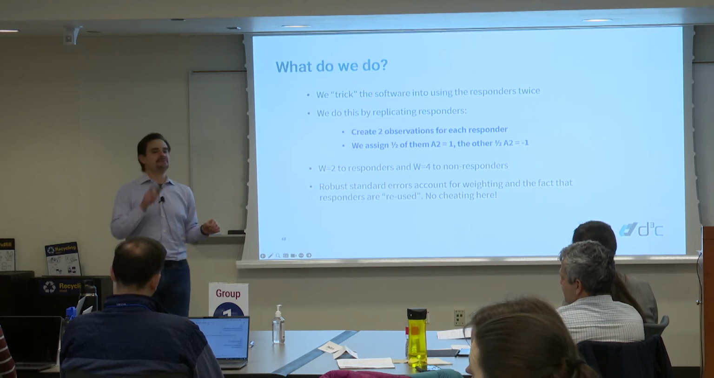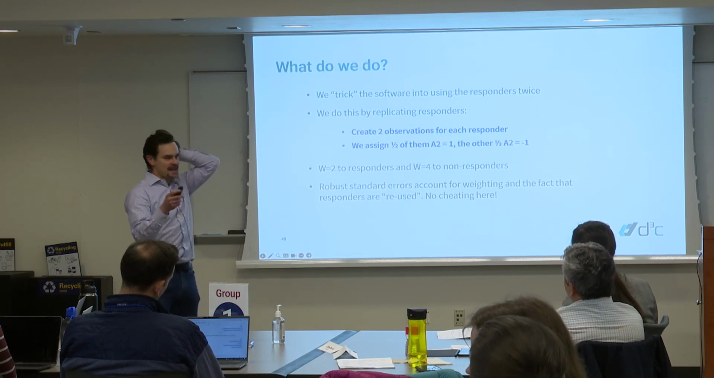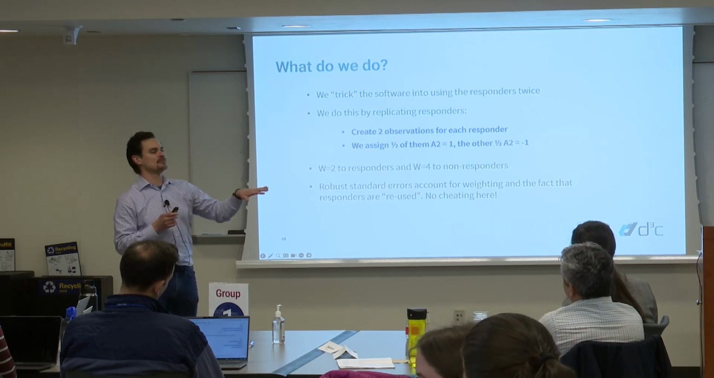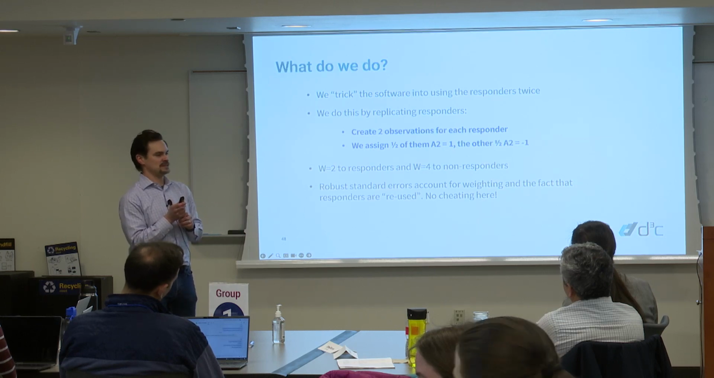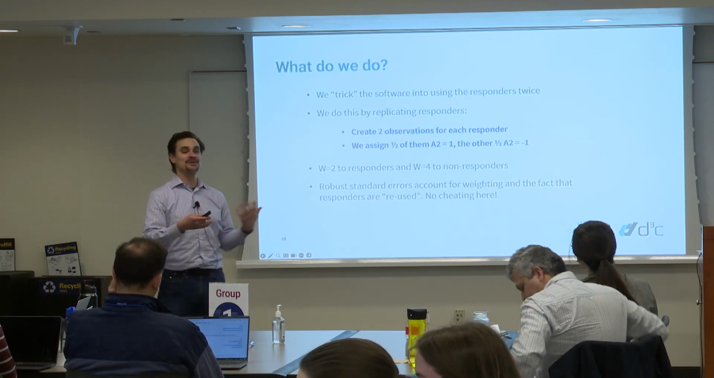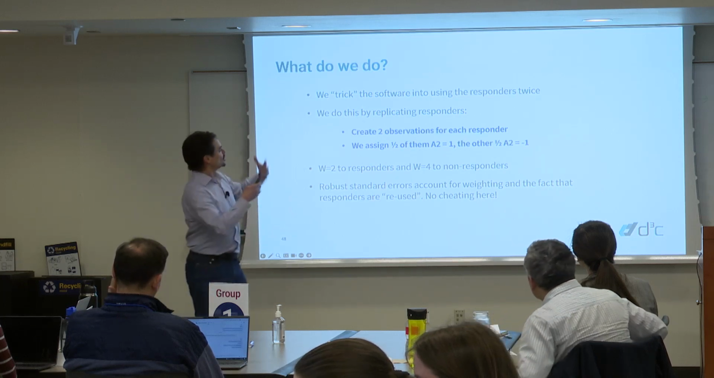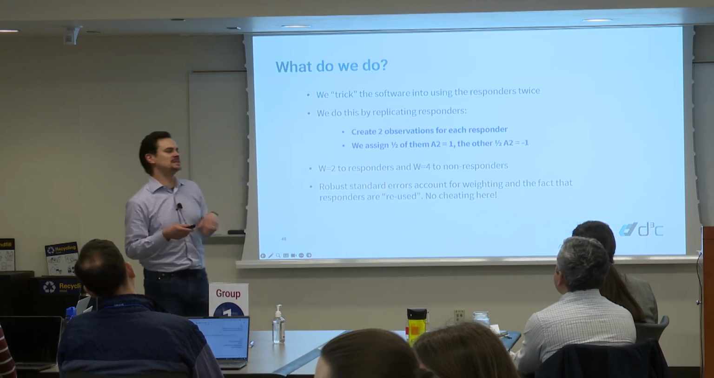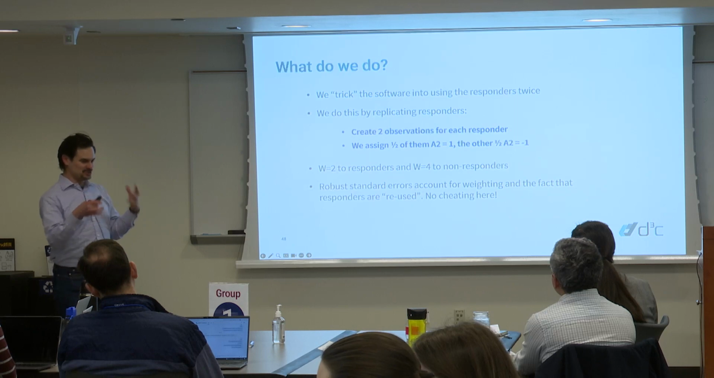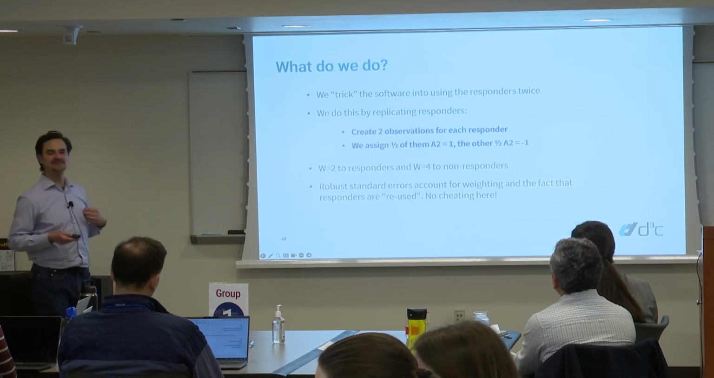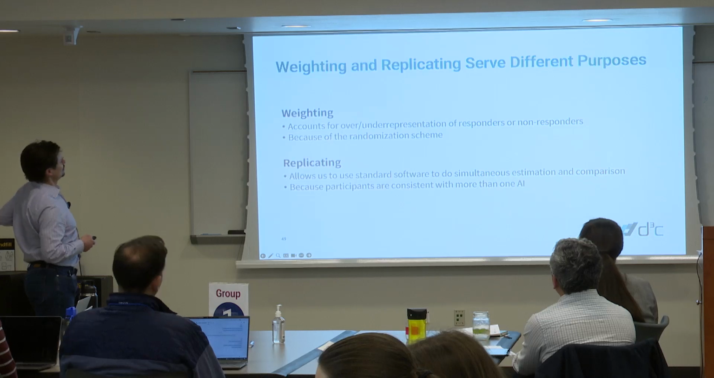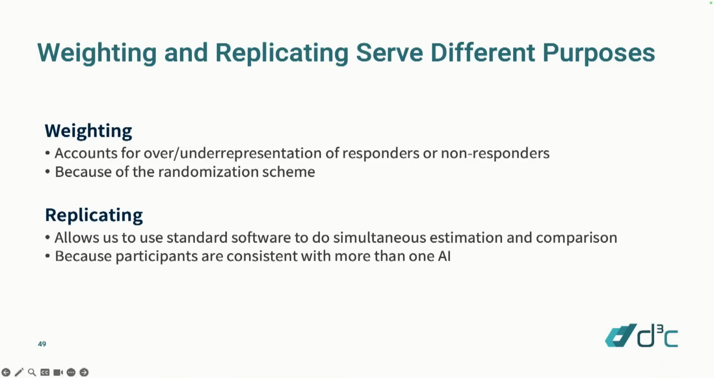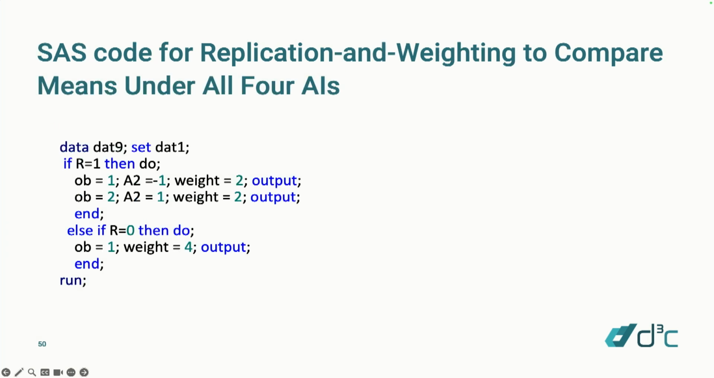So this is why when Billy started working in this area, and Billy was spearheading these seminal papers in psych methods, we started using the phrase, we're using a weighted and replicated regression. Because it's not just weighted, it's also replicated. So if you start reading our papers, you'll see us use that terminology. We don't always use it. Sometimes we just say weighted, but sometimes you'll see us use the term weighted and replicated. But now you know why. Okay? There's the weighting and replicating. They serve different purposes. This is just a review. Weighting accounts for the over-under representation, which I created. Replicating allows us to use standard software to do simultaneous estimation of all four.